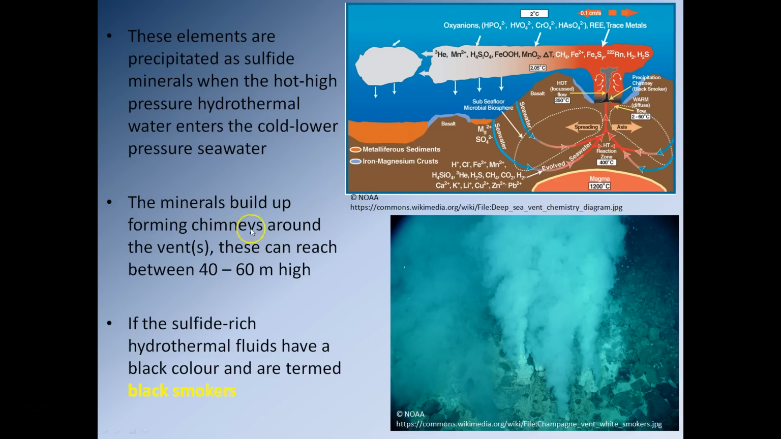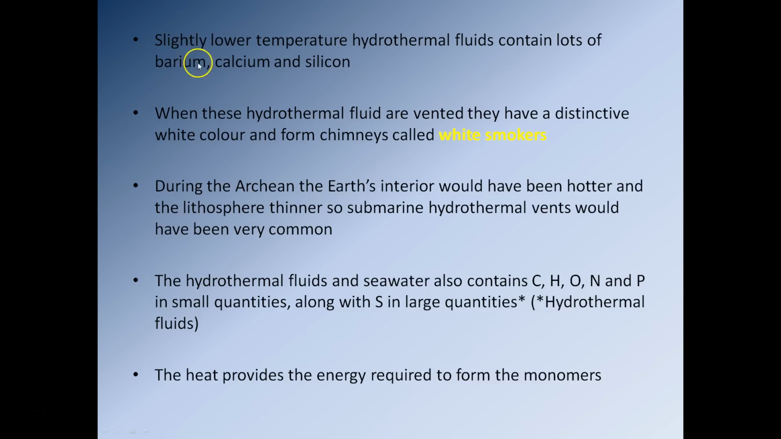So as I said, the minerals will build up to form structures which we refer to as chimneys, and these can reach a height of between 40 and 60 meters. So if the sulfide-rich hydrothermal fluid has a black color, like this one here, the chimneys are referred to as black smokers. However, there are different chimneys that have a white color. So these chimneys are venting hydrothermal fluids that have a slightly lower temperature, and they contain lots of barium, calcium, and silicon, and that's where the white color comes from. So these are referred to as white smokers. So there's two different types, black smokers and white smokers.